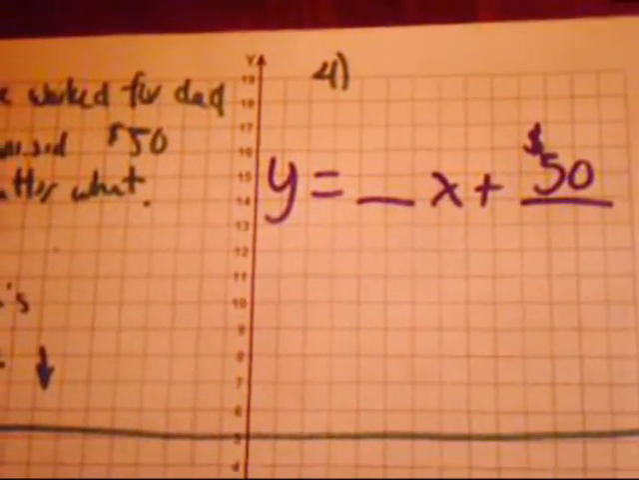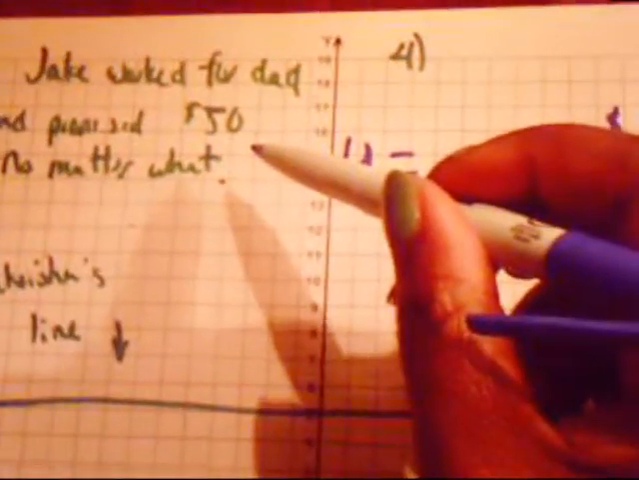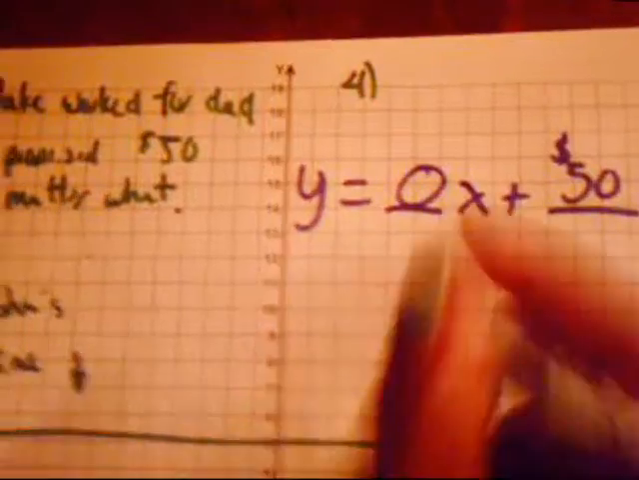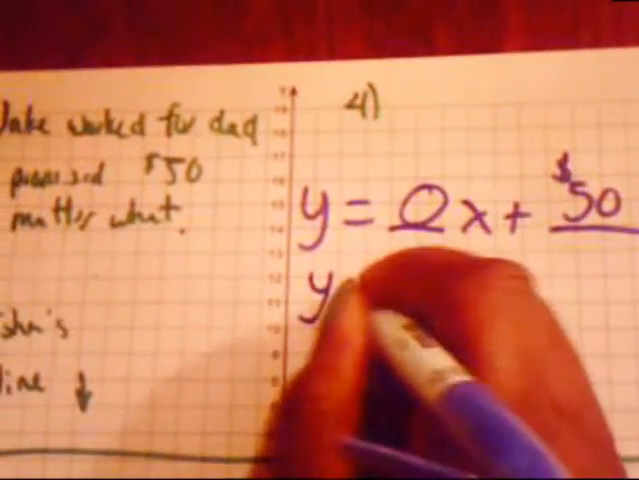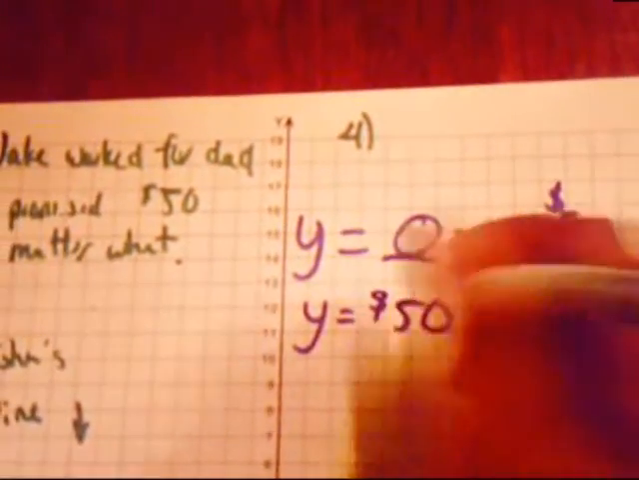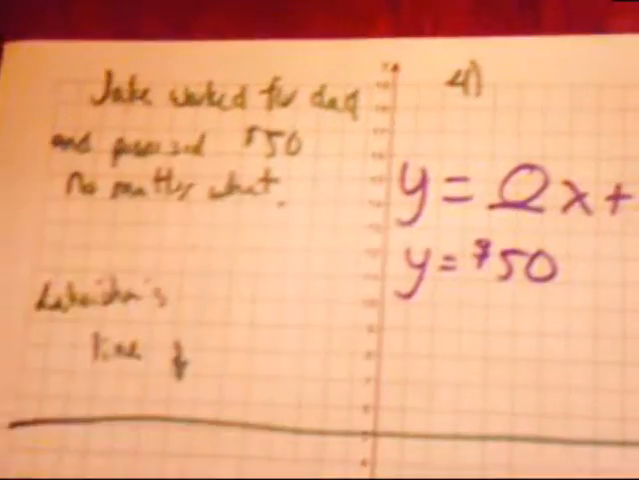But when we talk about slope, well, there's no rate of change. He's going to get $50, and that's all he's going to get. So there actually is no slope. I will put a 0 in for x. So when you go to simplify this equation, y equals 0 times x is 0, and 0 plus 50 is $50. So there is no slope. There's no slope for Jake whatsoever.